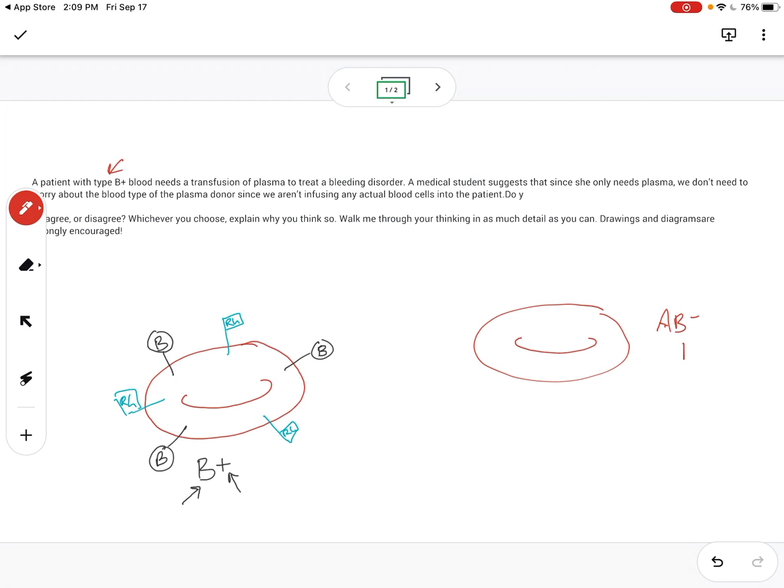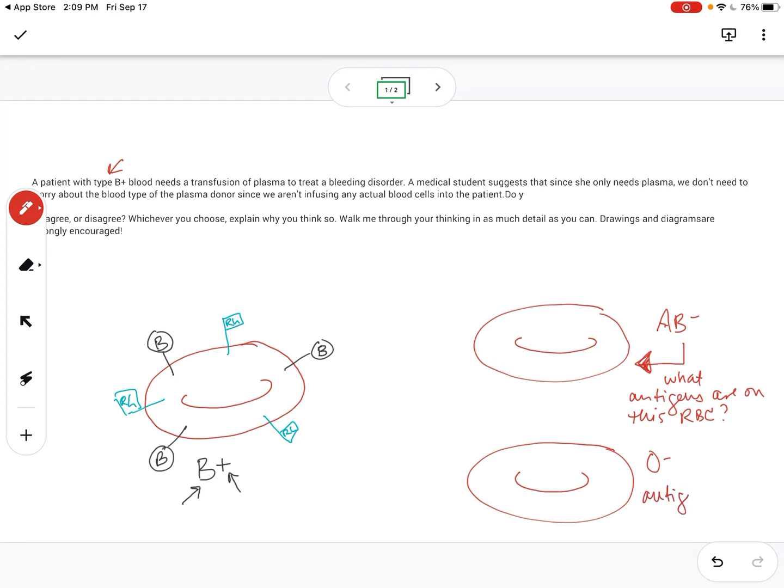What I want you to think about as a little check, and you can always talk to me or check your answer by Googling it: what antigens are on this red blood cell? That's a good check for you at the first phase of this. Versus, okay, let's take a different patient. This patient is going to be O negative. Same question: what antigens should you draw on the surface of that red blood cell? So that's our first step, to be able to consistently do that.